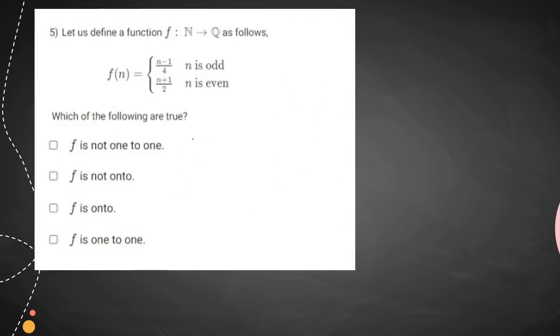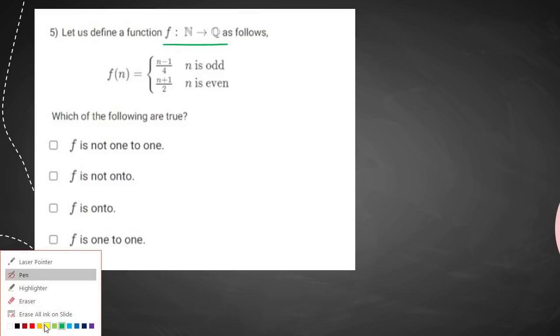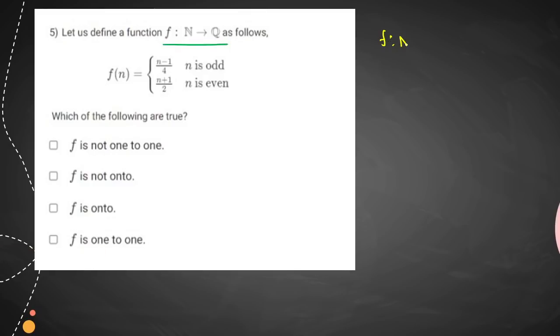fifth question that gives, let us define function f. So f is from natural numbers to rationals. Okay, so f of n is (n minus 1) divided by 4 when n is odd, and (n plus 1) divided by 2 when n is even. Natural numbers start from 0, 1, 2, 3, 4, 5, and it goes like this. So this is our domain, natural numbers, and the output should be in rationals.